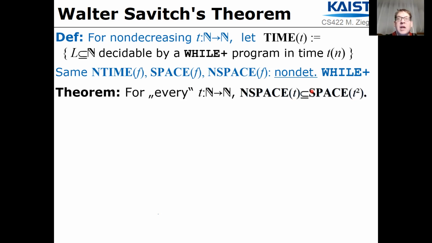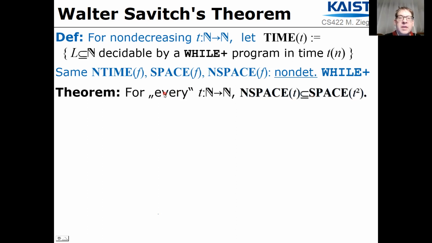Non-determinism is only more powerful, and conversely, non-deterministic space can also be simulated, executed in deterministic space with at most quadratic overhead. And when the original overhead is a polynomial, then the quadratic, the square of that polynomial, is again a polynomial, so that non-deterministic polynomial space is the same as deterministic polynomial space.